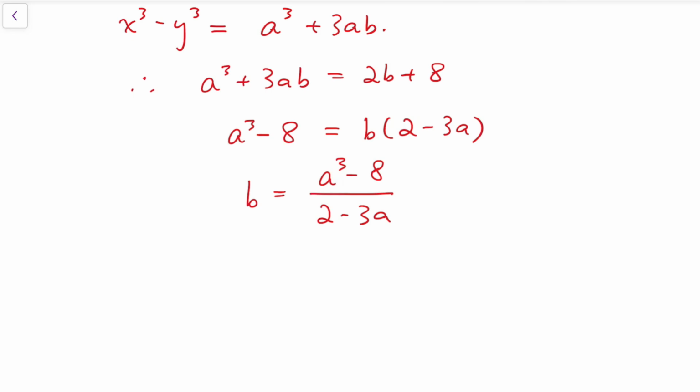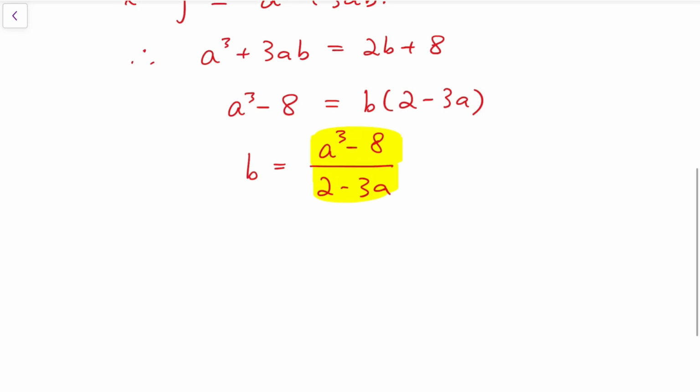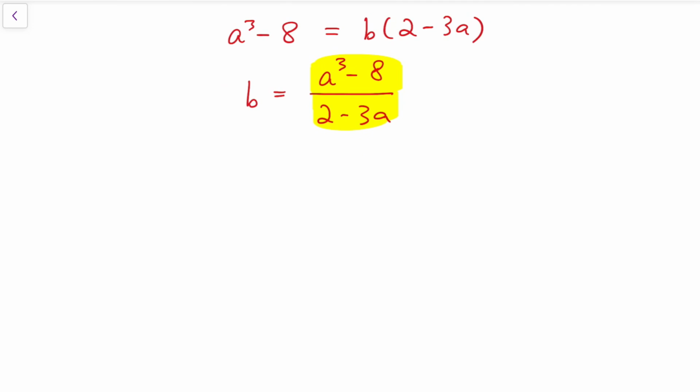Now, since we have to solve for integers x and y, that means a and b also have to be integers. And we have b equal to a fraction of a, so it remains to find out what values a can take so that this fraction is an integer. Or in other words, 2 minus 3a divides a cubed minus 8. And to make things easier, instead I'll consider this relation, which is 3a minus 2 dividing a cubed minus 8.